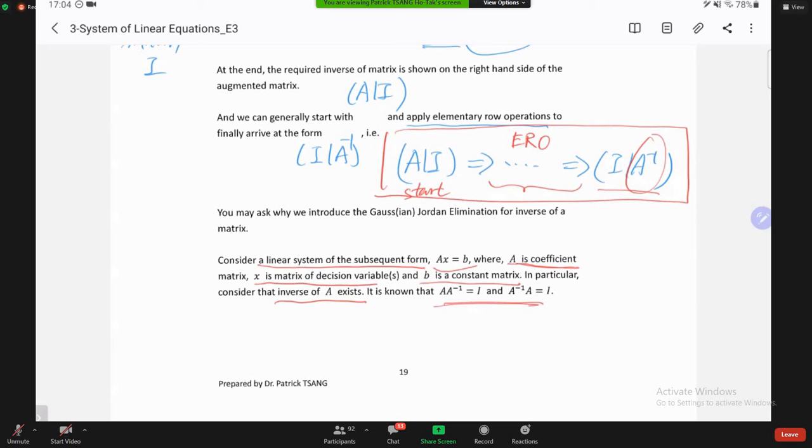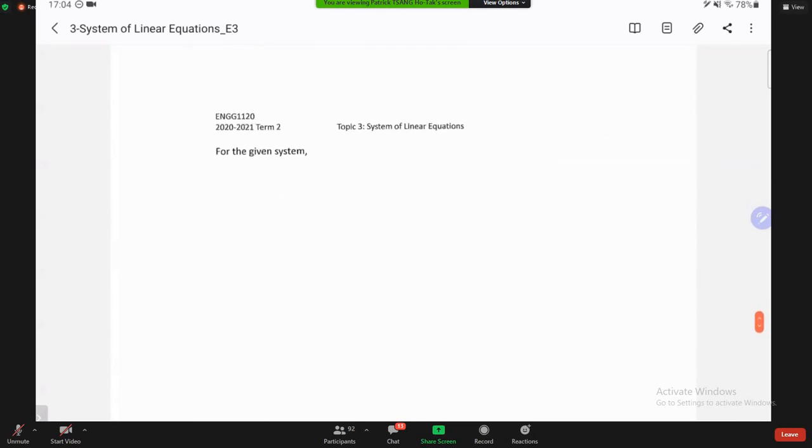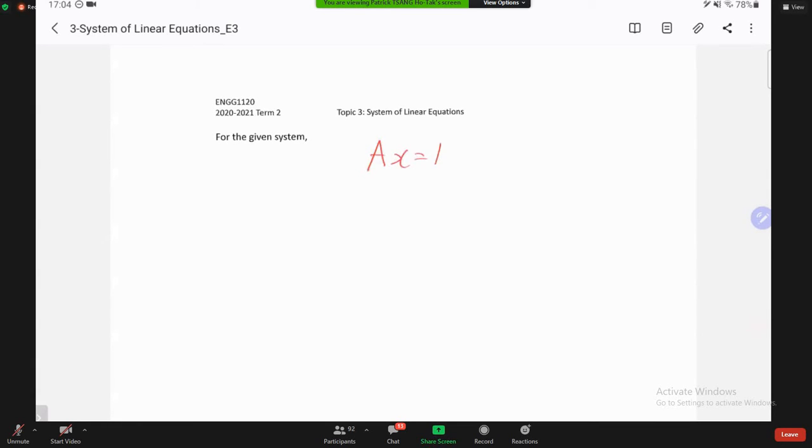And now I would like to tell you why A inverse is important, or very helpful for us to find the solution of the system. So let's take a look. Let's consider the following situation. In the very beginning, I consider AX equals B, right? So this is the matrix equation form.